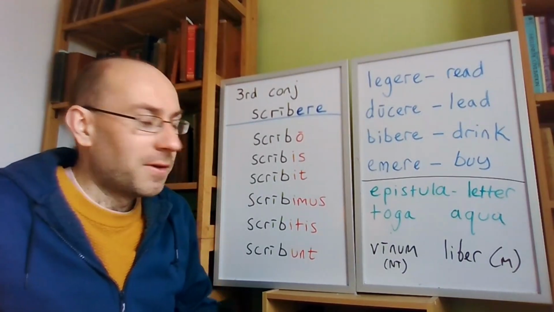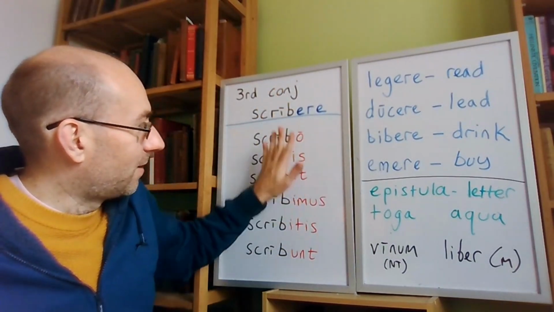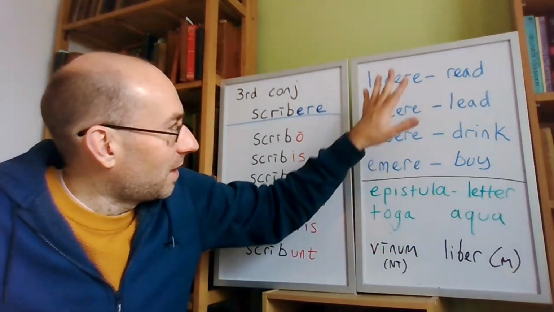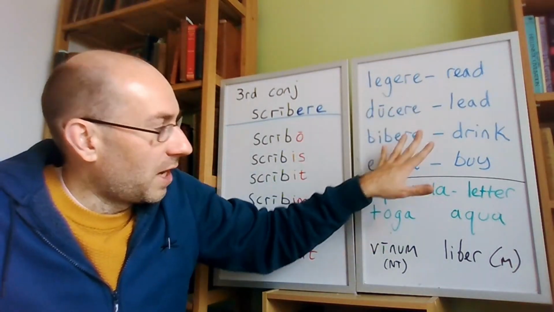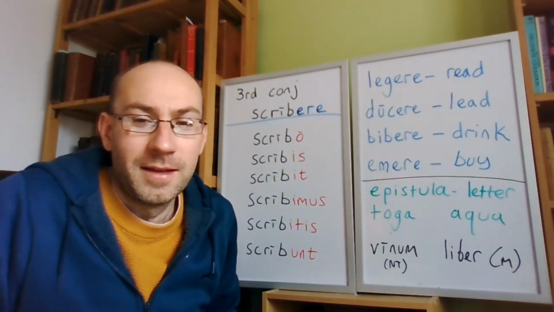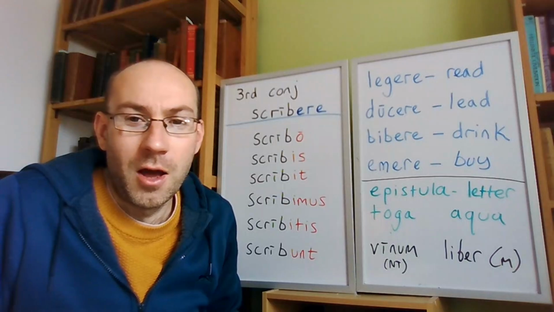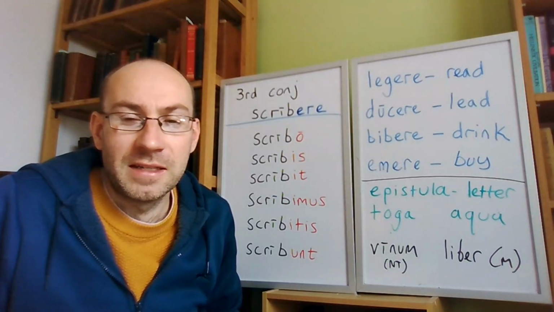The test is if you can try and block out, disregard that screen. I'll keep it if you really need it, and focus on these and see if you can conjugate them in the form that I ask for, memorizing the endings. O, is, it, emus, itis, unt. O, is, it, emus, itis, unt. Right.